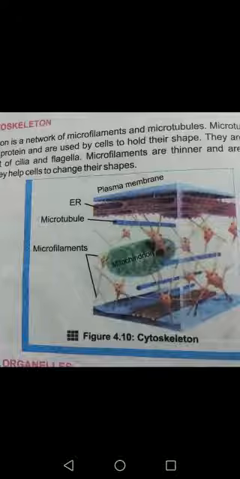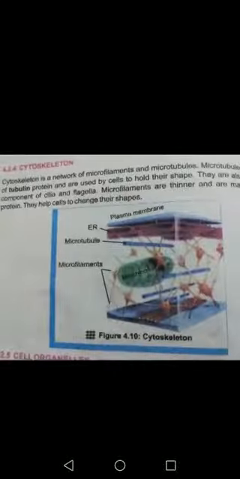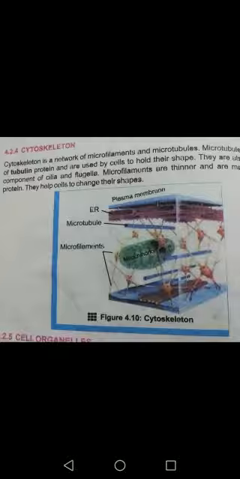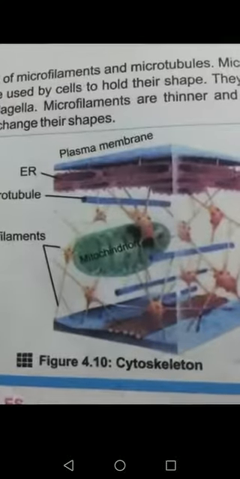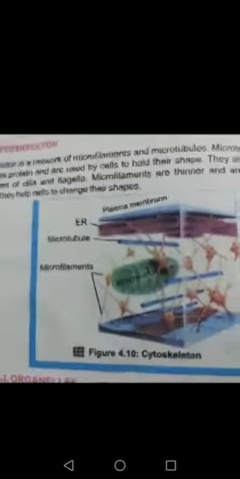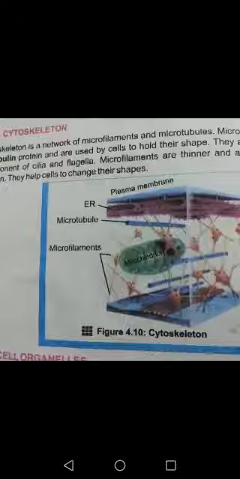Okay, the next component of the cytoskeleton is microfilaments. They are thinner and they help to change the shape of the cell according to their function. So this is the cytoskeleton, this is the diagram. This is the network of microfilaments and microtubules.